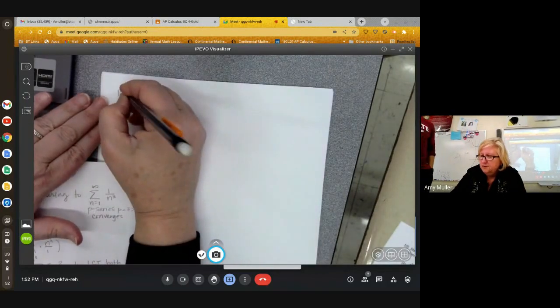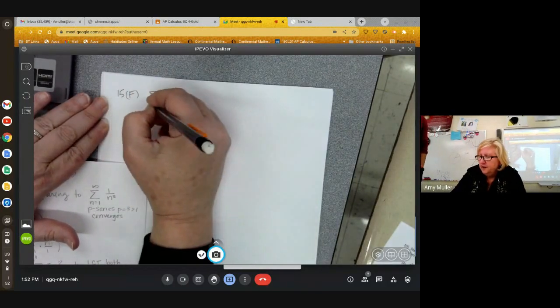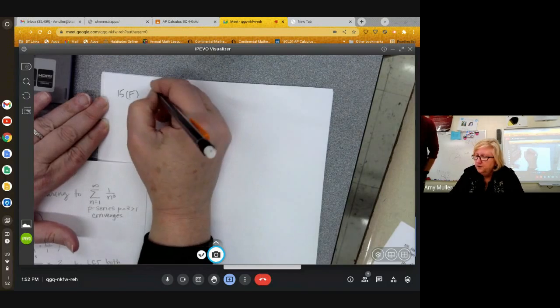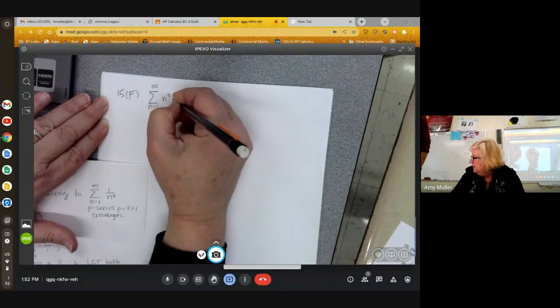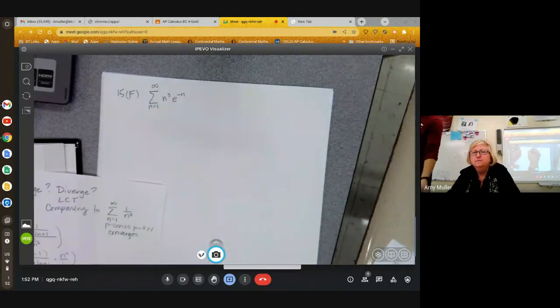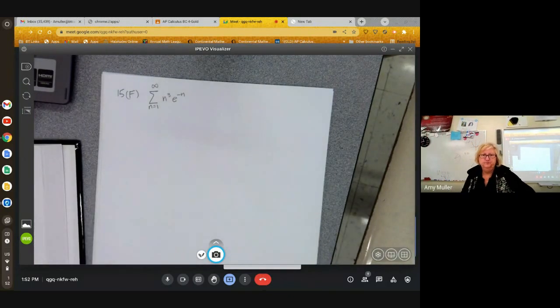15. This is the same test, 15F. The sum from n equals 1 to infinity of n cubed e to the negative n. I would do the integral test on this using a table.